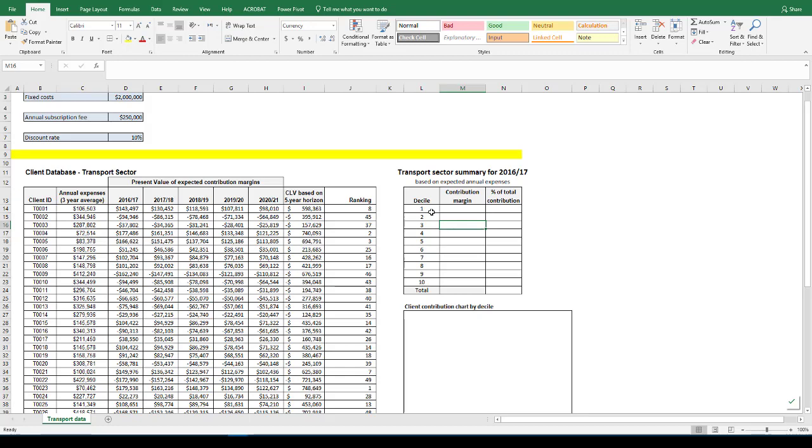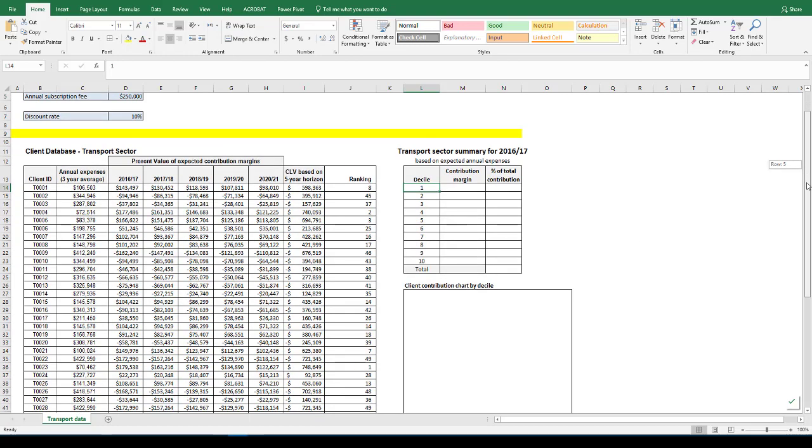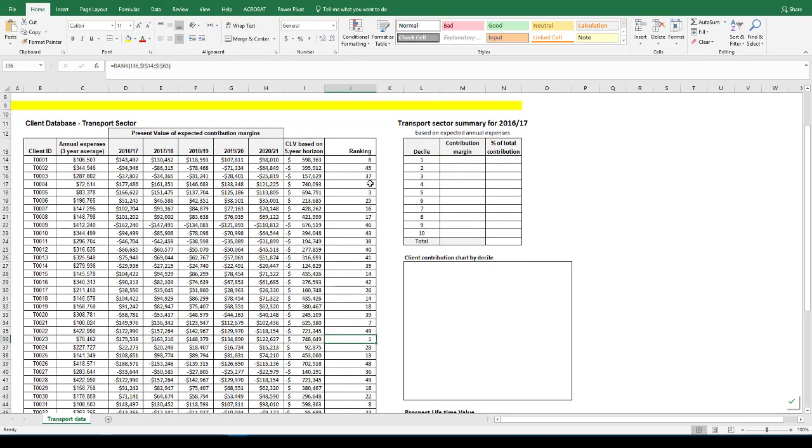The first 5 clients that have the highest CLV. Second decile, the second 5 clients with the highest CLV. So what is the total contribution margin of the first 5 clients? What I have to do is find the first client, second client, third client with the highest CLV, and then sum up the contribution margin of these 5 clients for 2017 to find the contribution margin of decile 1.